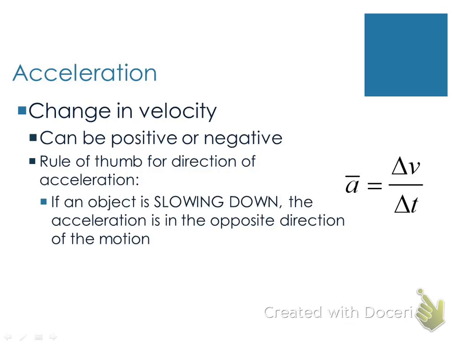Okay, remember our rule of thumb that we talked about? If an object is slowing down, our velocity and acceleration signs don't match. Okay, if our acceleration and our velocity signs do not match, that means our object is slowing down. So let's look at a couple examples of that.